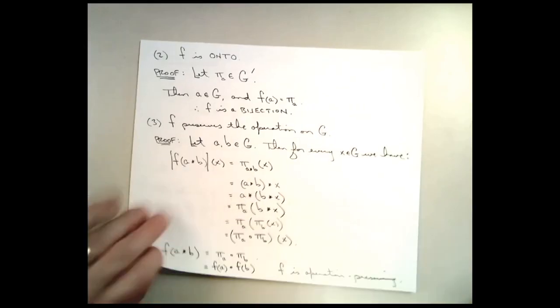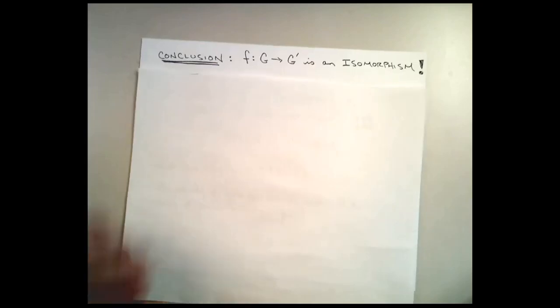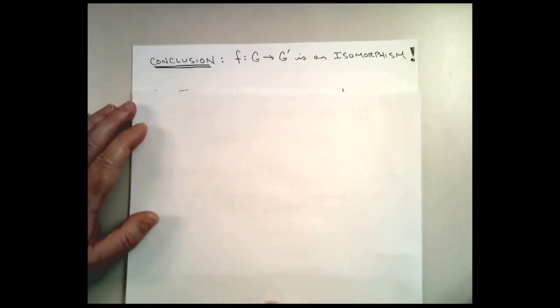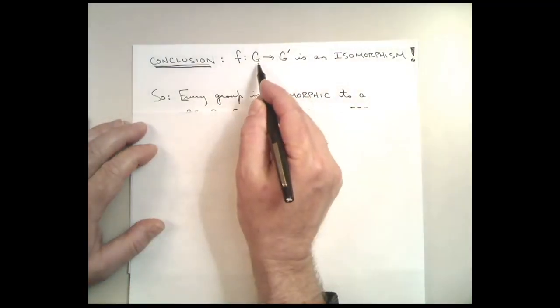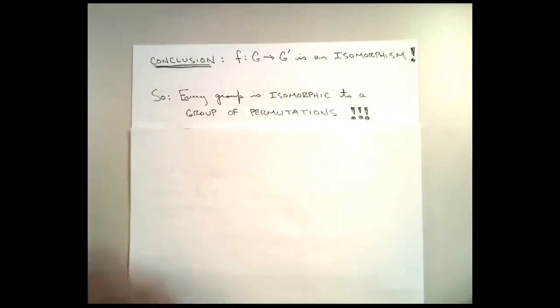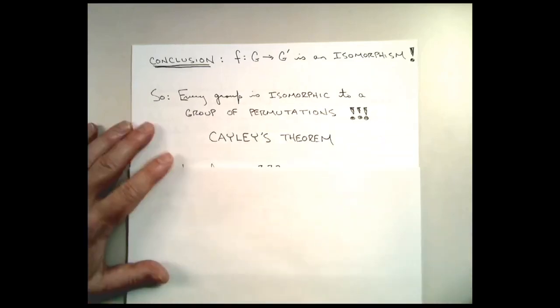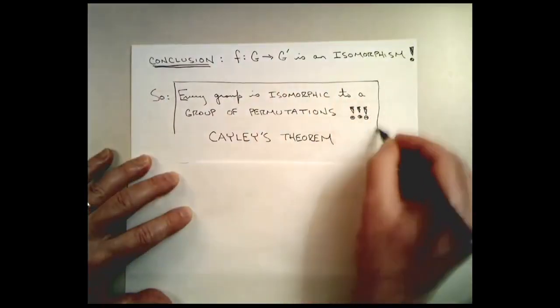Right, and so as a conclusion, we have that F is in fact an isomorphism. That's exactly what we were going after. That's the grand finale, isn't it? Because what it says is that this group that we began with is in fact isomorphic to a group of permutations. So every group is isomorphic to a group of permutations. This is a very celebrated result. It's called Cayley's theorem, after the British mathematician Arthur Cayley.